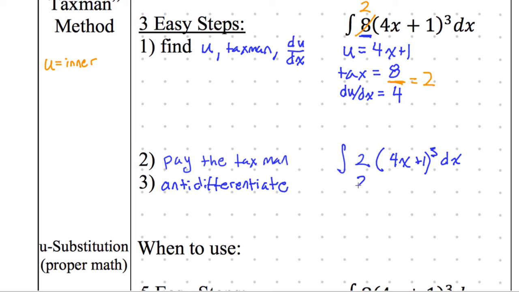So it's going to be 2 times (4x plus 1) to the power of 4. And then I need to divide by the power, so it's 2 over 4. Divide down by this power, so this is now going to be divided by 4. And then don't forget your c. And that simplifies down to 1/2 times (4x plus 1) to the power of 4 plus c. There it is.